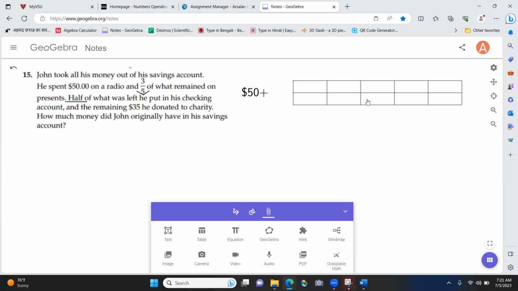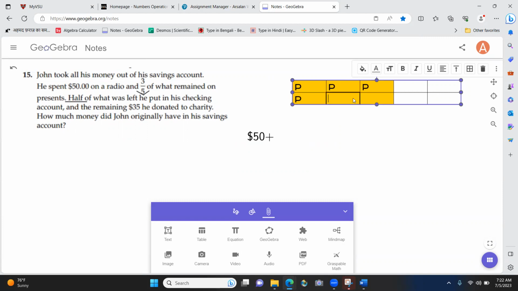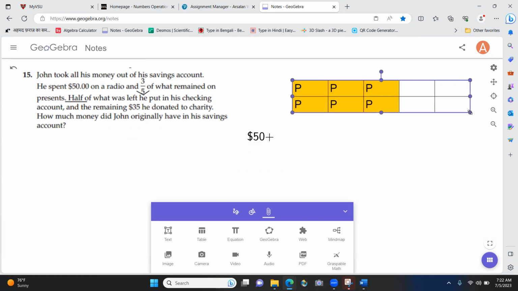Now, look at this rectangle. This has 5 equal parts, and he took three of them. Now I have to move the $50 here. He took three of them. I'm going to shade it yellow. And what did he do? Went to presents. He bought some presents. I'm just going to, if you don't mind, write P.